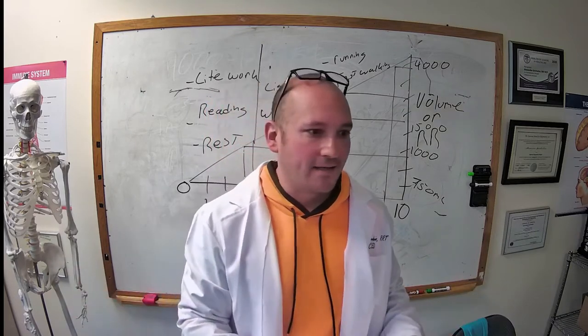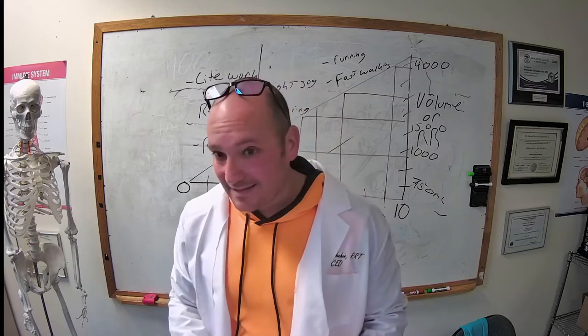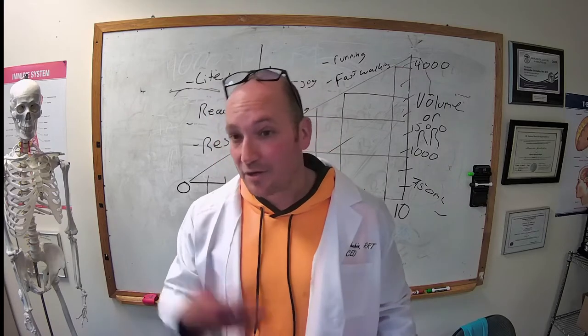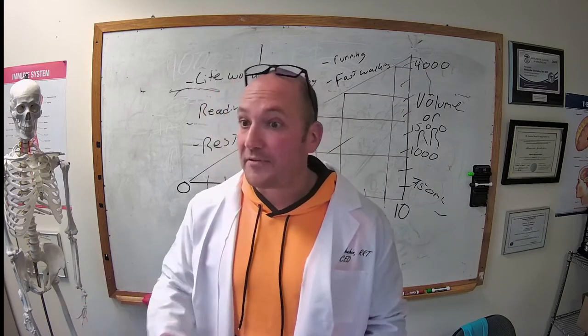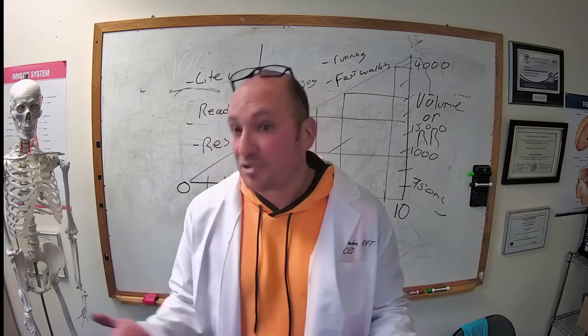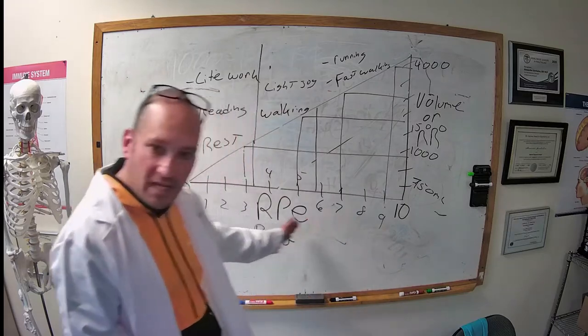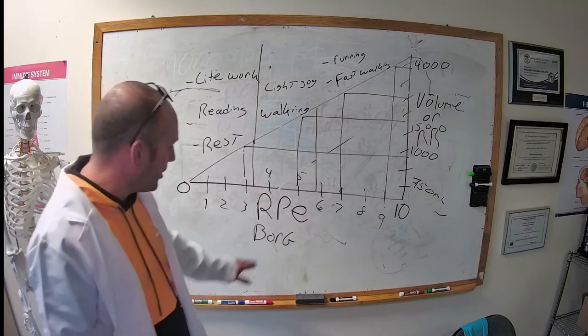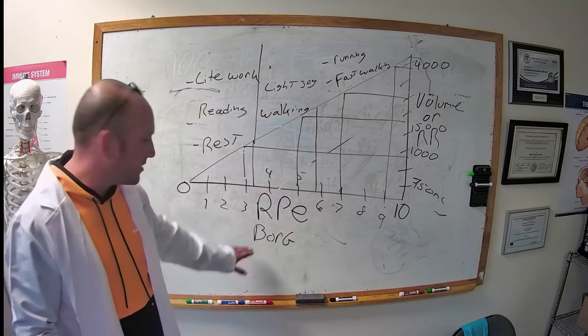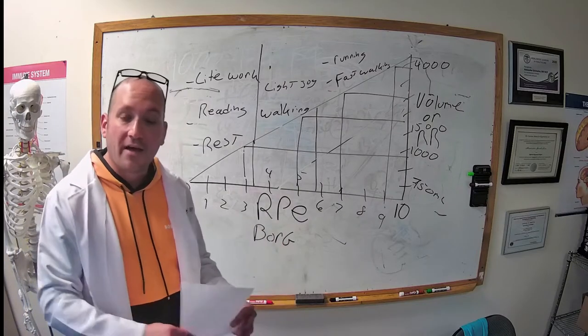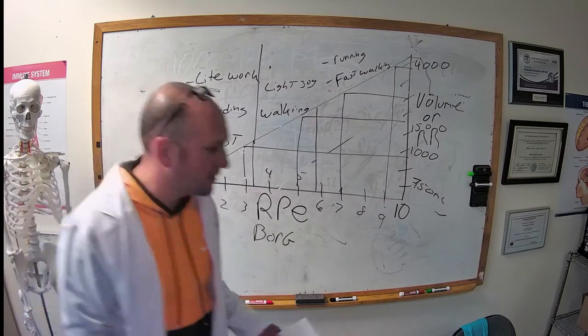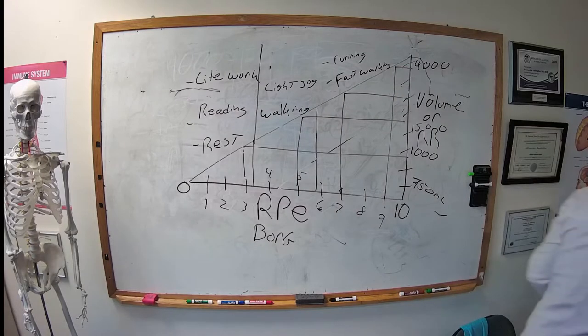Being out of breath is not a disease. Now, if you're sitting down resting and you're out of breath, that's different. But if you're exercising, your respiratory rate should be up. You should be a little winded. That's what this is, the RPE, rate of perceived exertion, or you can look at it as a Borg scale. Borg scale is B-O-R-G.